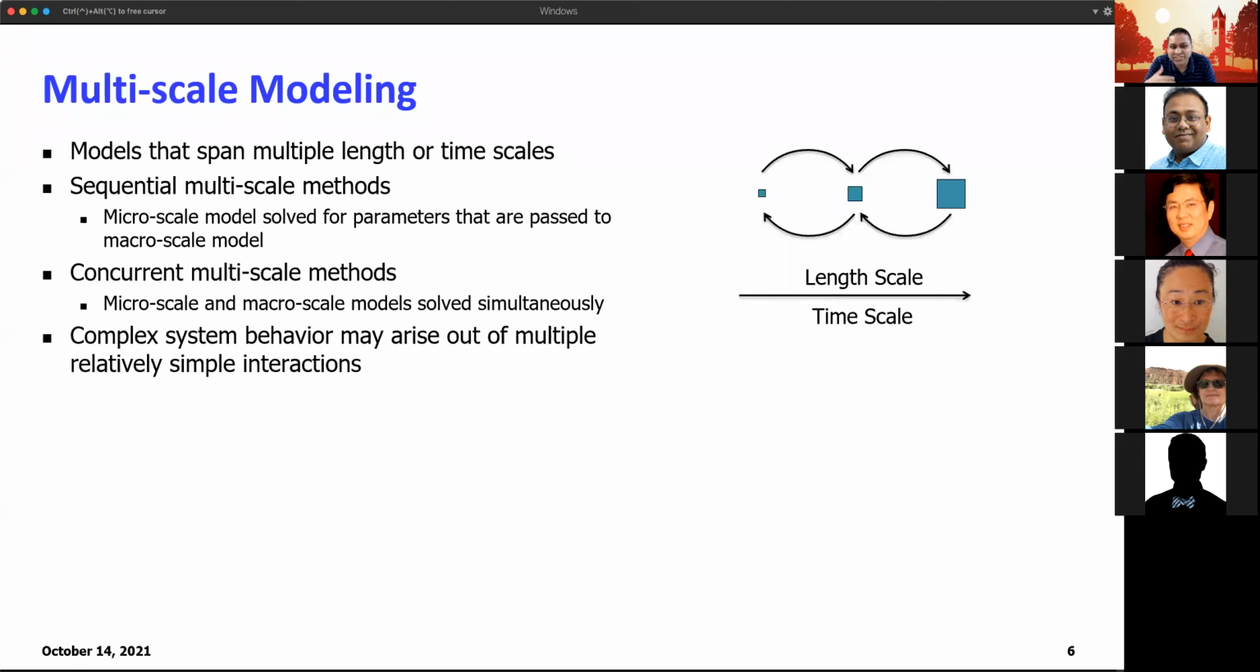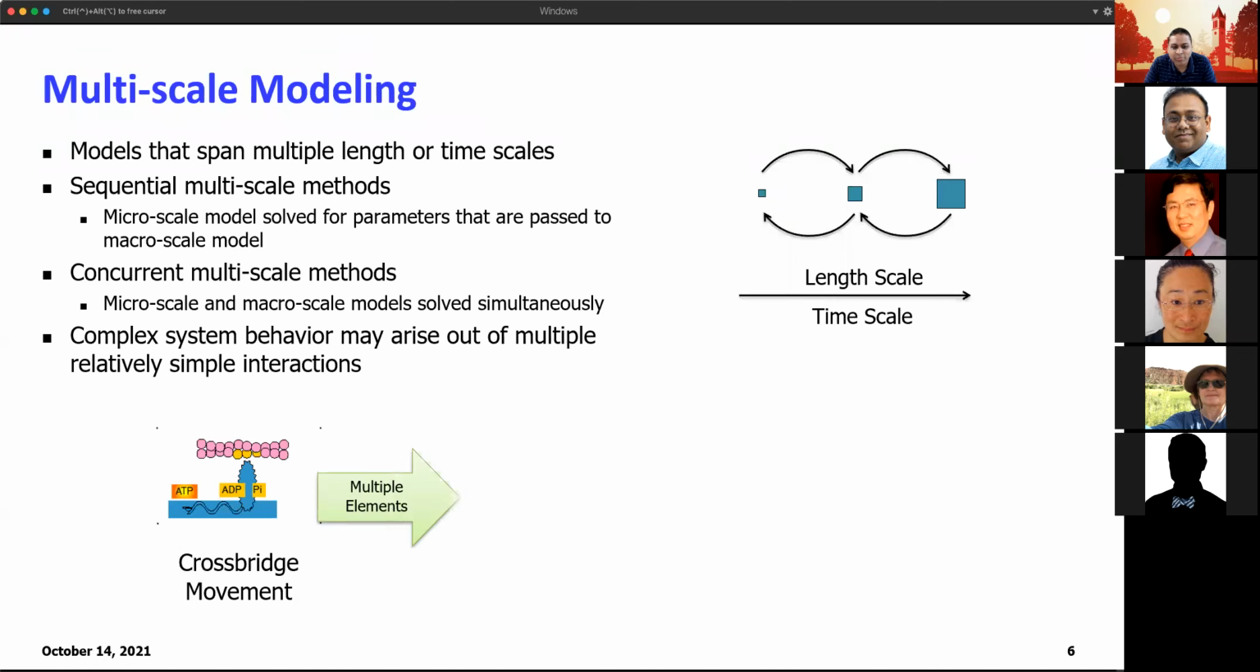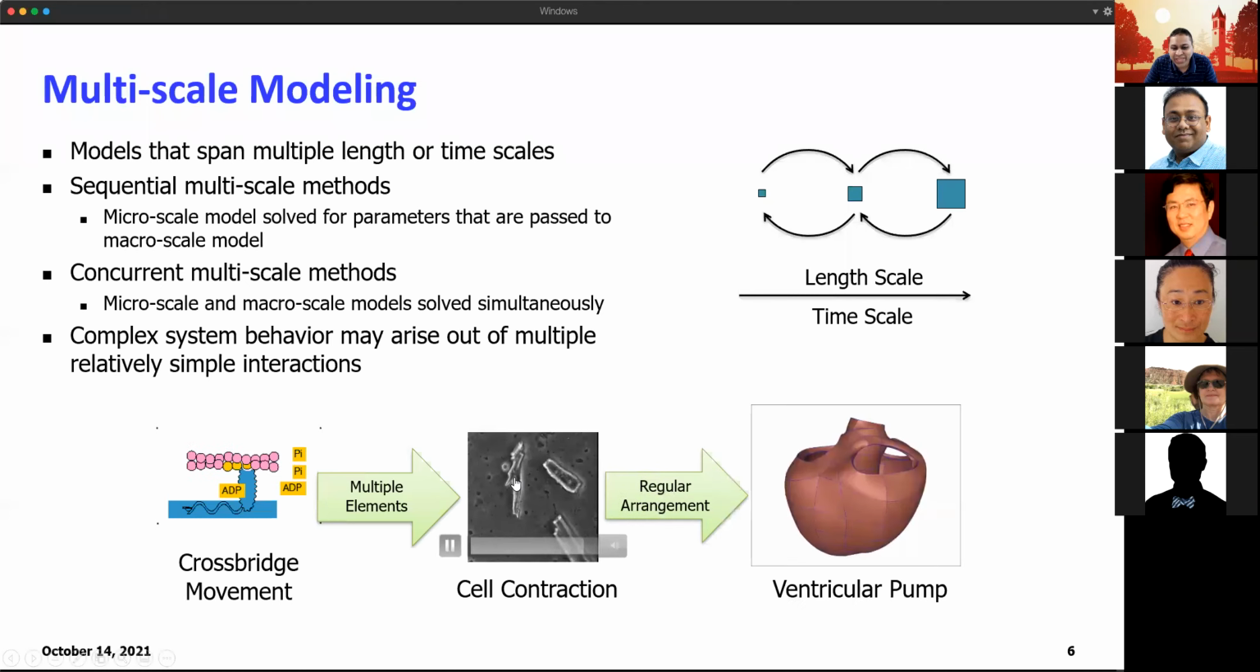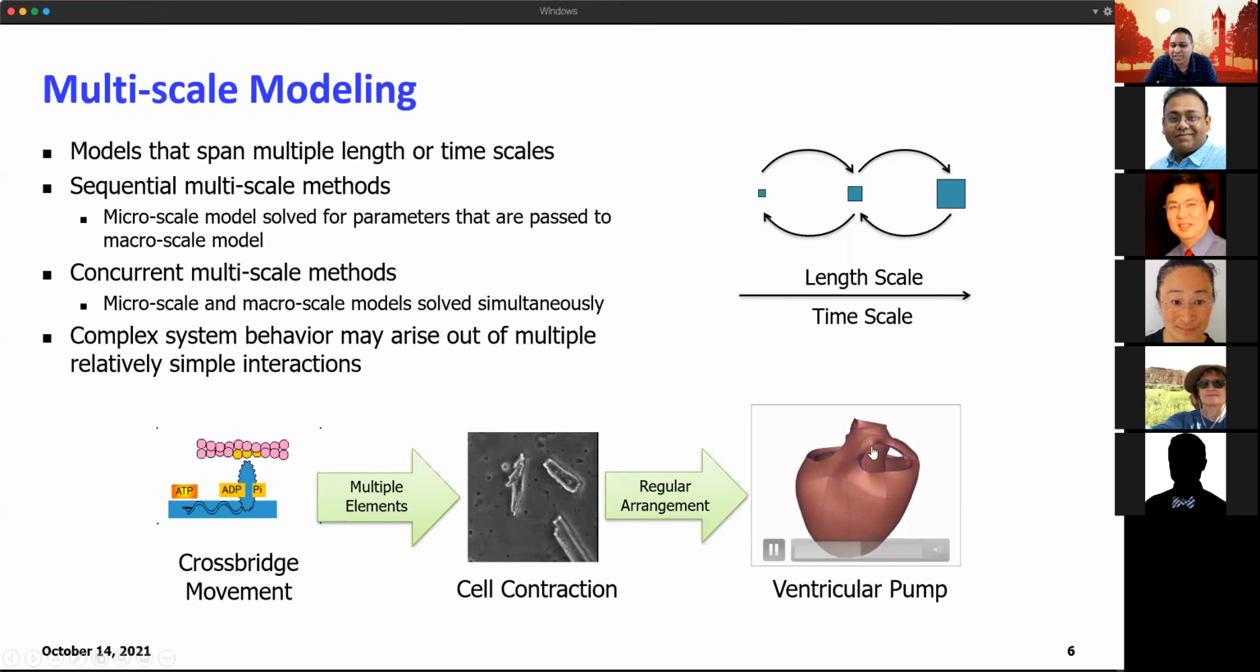But what is interesting with these multi-scale models is that complex behavior can arise. For example, in the case of the heart, you have the cross bridge, which is basically the proteins that move inside the cells. And that's what causes the heart cell to contract. So this is one single heart cell which is contracting. And then if you take a regular arrangement of these heart cells, you get the complete heart, which can contract and pump the blood to the ventricles. So this is one aspect.